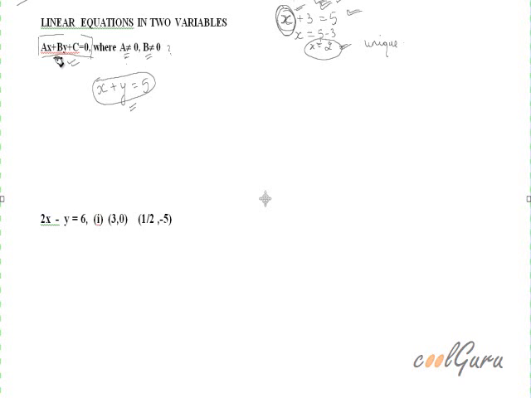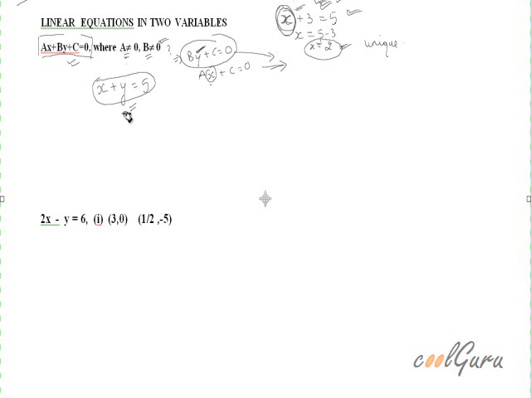Now suppose in this equation a is 0, coefficient of x is 0. So equation reduces to by plus c is equal to 0. This is equation in one variable, only one variable. We have only y. Similarly, if b is equal to 0, equation will be of the form ax plus c is equal to 0. Again, this equation is equation in one variable x. So the condition is that a and b should not be equal to 0.